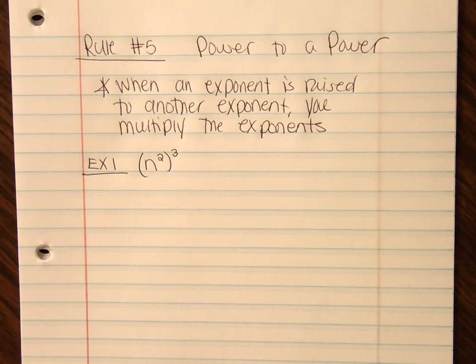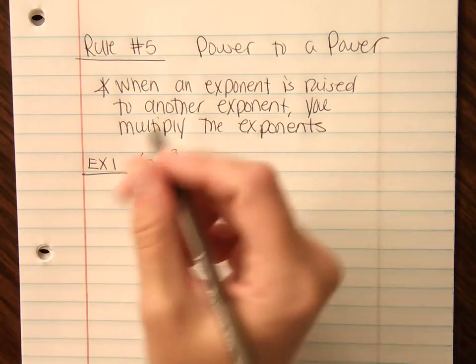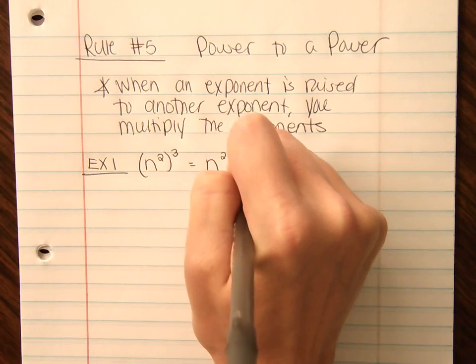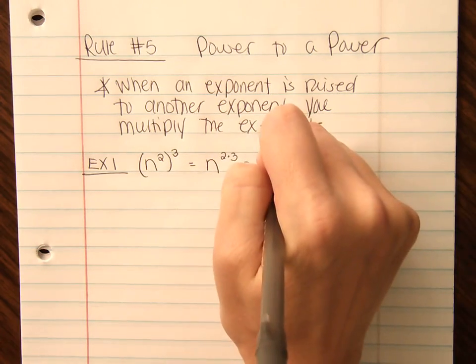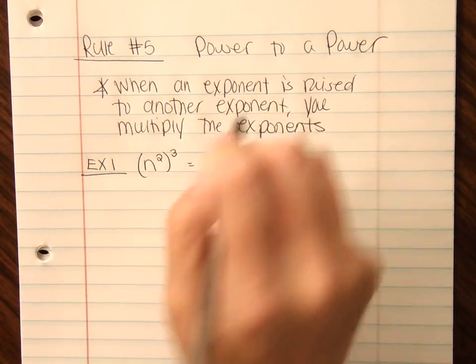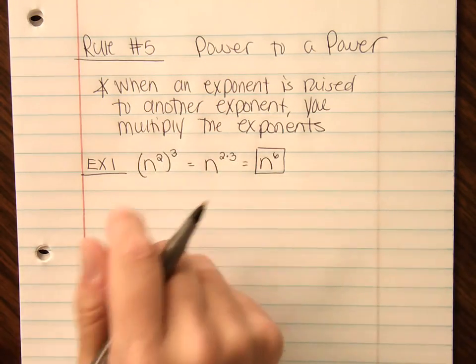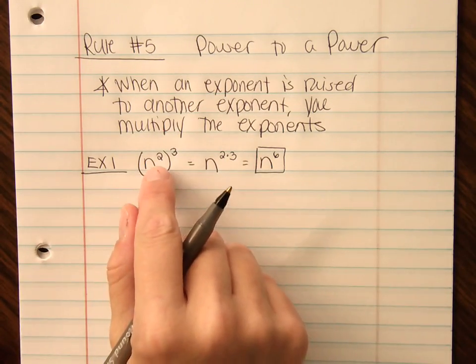This is what I mean when an exponent is raised to another exponent, or a power is raised to another power. So if we want to, we can multiply that, which is n to the 2 times 3, which is n to the 6th power. But it can get confusing when there's more things inside the parentheses. So I think expanding it is the best way.